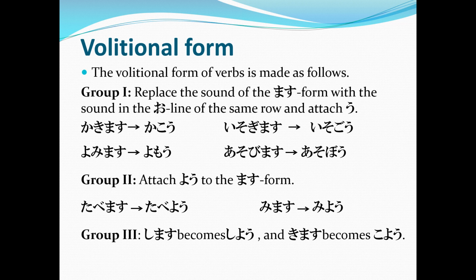Now with group 3, this is very easy. Everything that ends with shimasu becomes shiyo, and of course, the special one, kimasu, becomes koyo. Because this is group 3, these are nouns that are changed or added with shimasu to turn them into a verb. So it just becomes shiyo, and then kimasu becomes koyo. Example, benkyou shimasu becomes benkyou shiyo. Sentaku shimasu, to do laundry, sentaku shiyo. To clean, souji shimasu, souji shiyo. Wakarimashita minasan? Now, since you know how to transform verbs into volitional form, let's start using them, shall we?